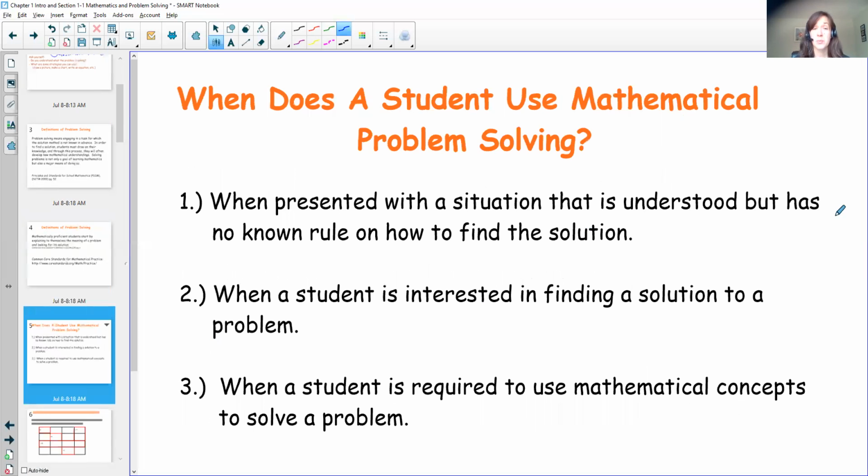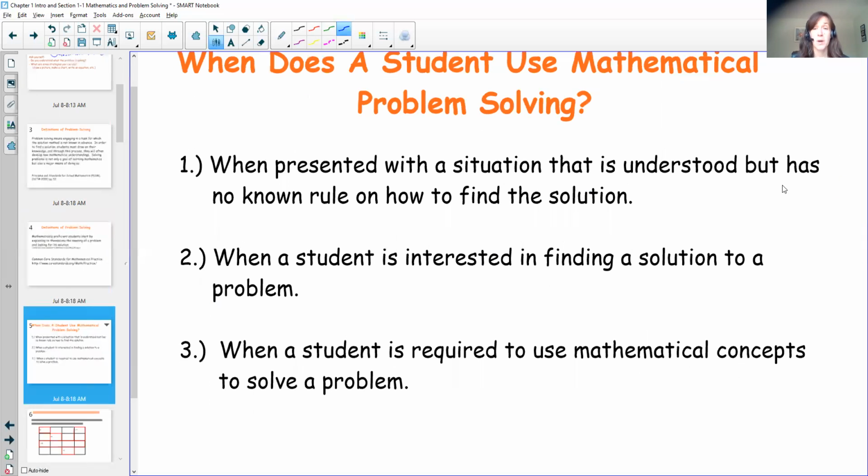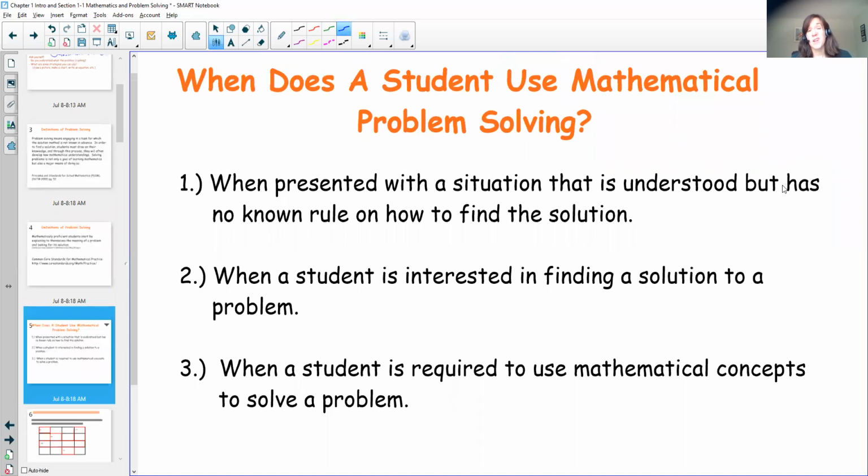So when does a student use their mathematical problem solving skills? Well, when they're presented with something that they understand, but they don't know what to do. How do you find the solution? Or when they're interested in solving something. So sometimes they see a problem, they think like, I'm gonna figure that out. So then they use their problem solving skills. Or when you say to them, okay, we're gonna apply this math that we're using right now. We're gonna use it to solve a problem. Okay, it's application based.